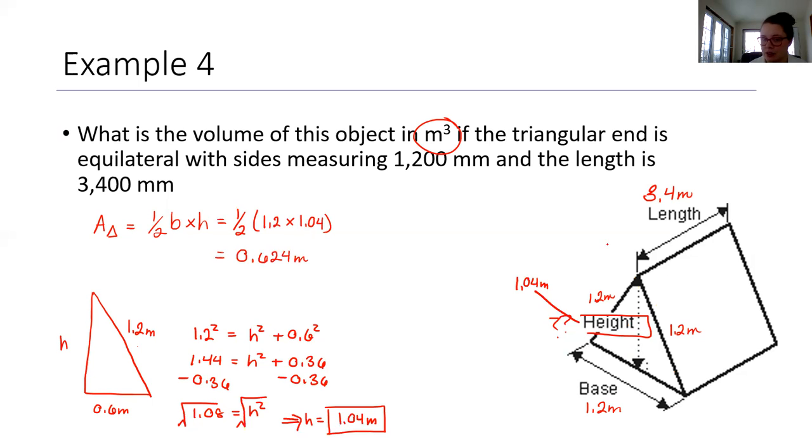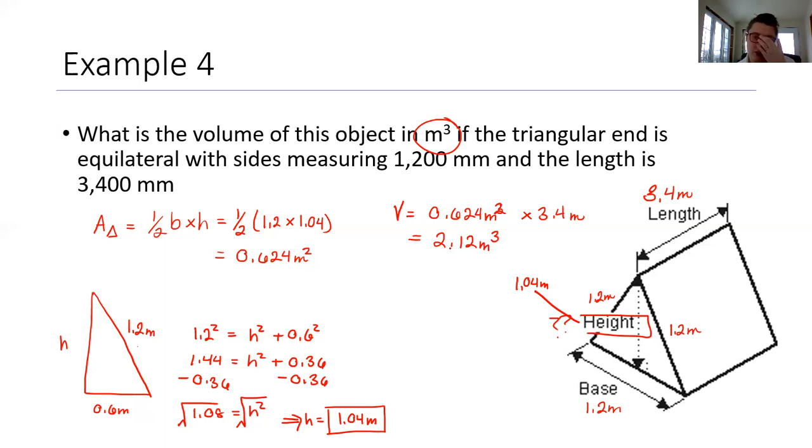0.624 meters squared. Now, if I want to know the volume, I'm going to take my area, 0.624 meters squared, times the length of 3.4 meters. So meters squared times meters will give me meters cubed, and you will get 2.12 meters cubed. Okay, and SAM will tell you where to round exactly to.